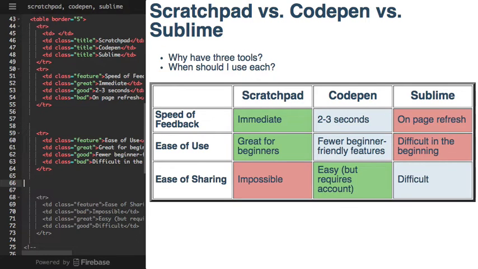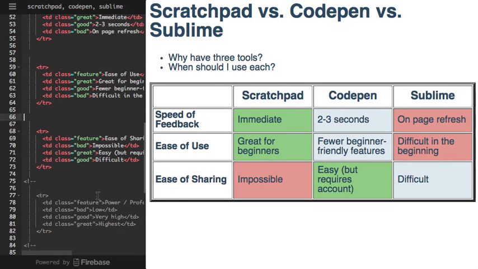Then there's ease of sharing. It's basically impossible to share what you've made in Scratchpad, whereas with CodePen, it's quite easy, but it does require an account. Sublime is a little more difficult.